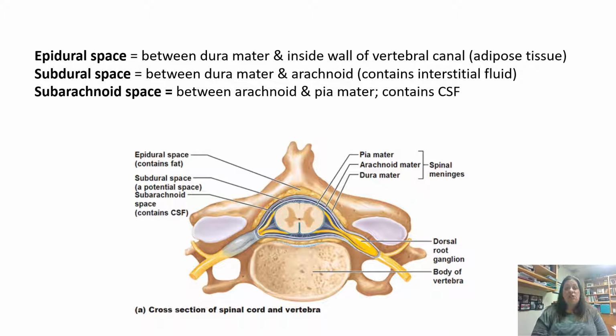Because we have these layers of tissues in the meninges, we also have these spaces that are created. The first is called the epidural space, and this is between the dura mater and the inside wall of the vertebral canal. This is filled with adipose or fat tissue. The subdural space is between the dura mater and the arachnoid, and it contains interstitial fluid. So remember, interstitial fluid is just the fluid that's outside of the cells. The subarachnoid space is between the arachnoid and the pia mater, and this is the part that's going to contain the cerebral spinal fluid. So you have the epidural space here with the adipose tissue, the subdural space, which is going to have interstitial fluid, and then of course the subarachnoid, which is going to contain the cerebral spinal fluid.